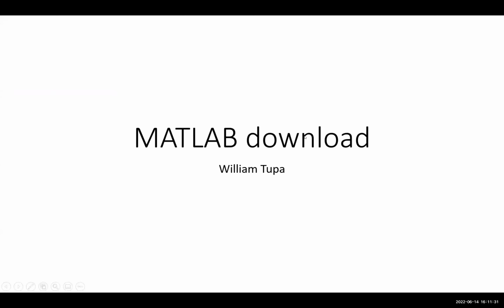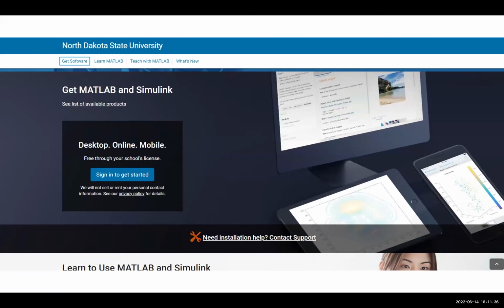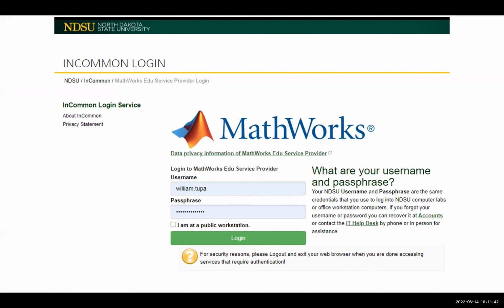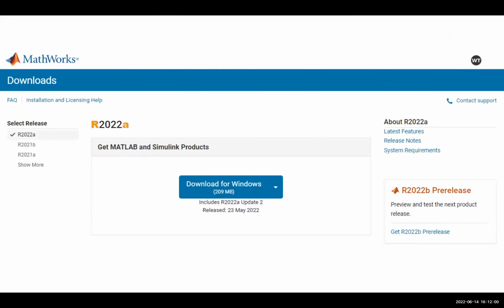Okay, so just starting off, I'm going to show you how to download MATLAB. How I did it is I just looked up MATLAB and NDSU download. Then I clicked up here, get software, and then you'll go down, and it'll bring you to a spot where you can just click to download the software. If you're doing it with NDSU, you'll just type in your NDSU username and password. Then it'll bring you to what version you want to download. I just did the newest version of MATLAB.